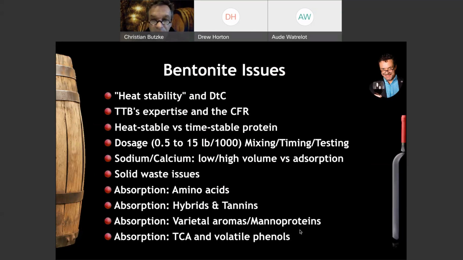So there are other options to test for colloidal stability. Roger Boulton's ethanol precipitation test is one of them. You can find those in Principles and Practices of Winemaking. Again, a little bit harder to set up, a little more tricky, but nonetheless, there are certainly ways to make it happen and use less bentonite on your wine.